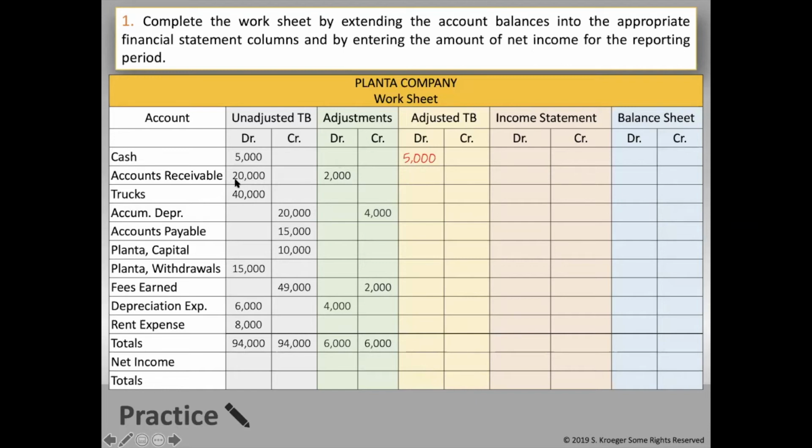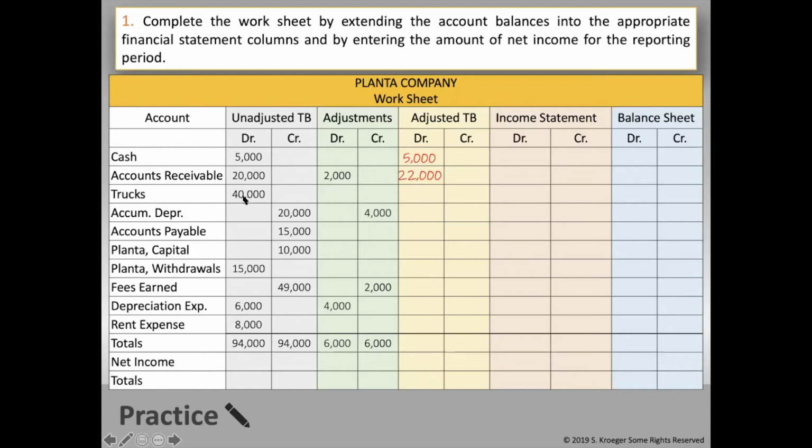For accounts receivable, there is a $20,000 debit and a $2,000 debit. There is an adjustment, and we do need to update this amount. The rule is if they're on the same side, you add. We have a debit and another debit, which makes a bigger debit. We'll add these two numbers together. 20,000 plus 2,000 will equal 22,000.